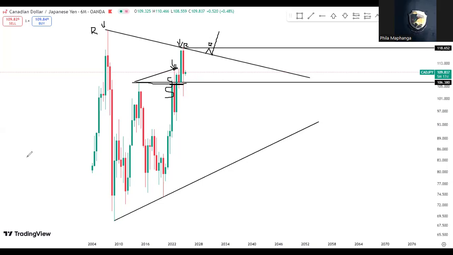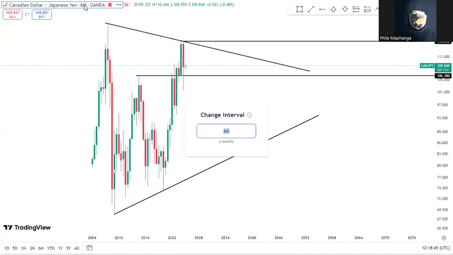Now, let's go down with the time frame. Before we go down with the time frame, always observe the actual trend. Now you see that, okay, here we have a continuation pattern. The market is pushing on the upside. Let's go to the 3 months time frame and see what we have on 3 months.